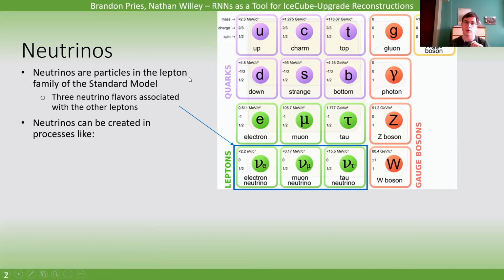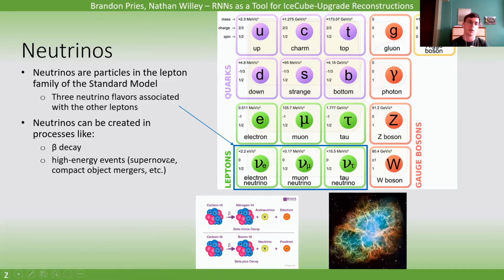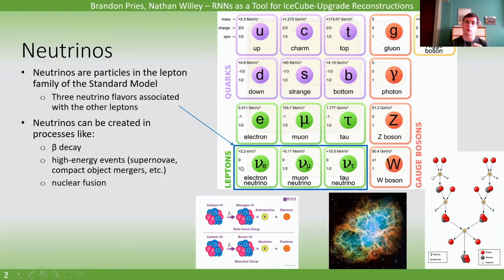They can be created in processes like beta decay, where a proton or neutron in an atom will change from one to the other and it will release some sort of electron or positron and then a corresponding neutrino. They can be created in high energy events like supernovae and compact object mergers. So this, for example, is the Crab Nebula. It's a very famous supernova. They can also be created in nuclear fusion. So this here is a diagram of the PP chain, which is a process by which the sun generates helium from hydrogen, and that releases 2 neutrinos.